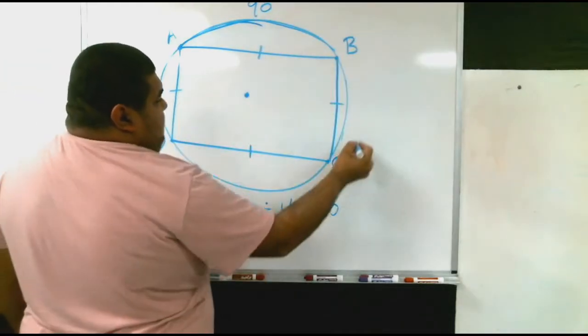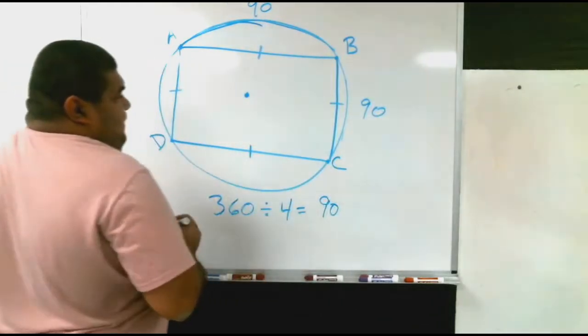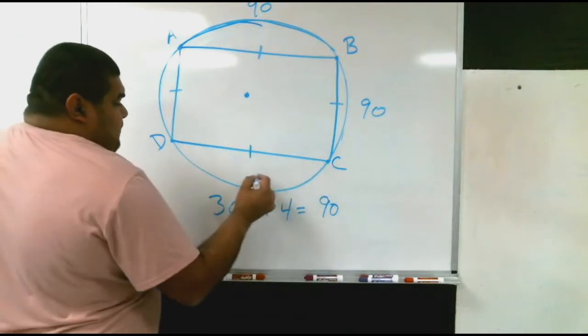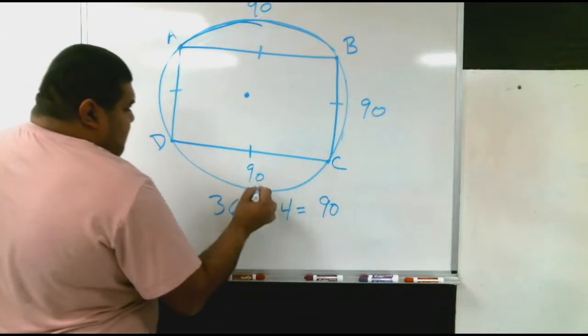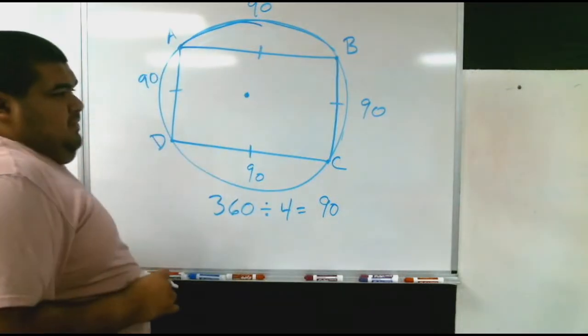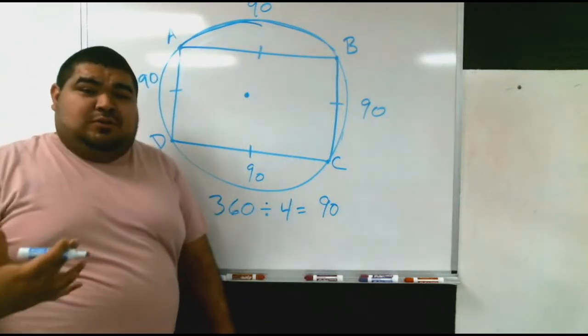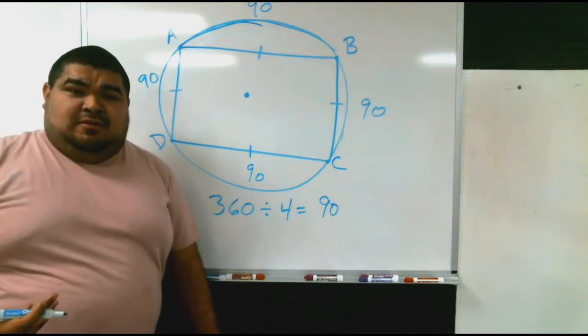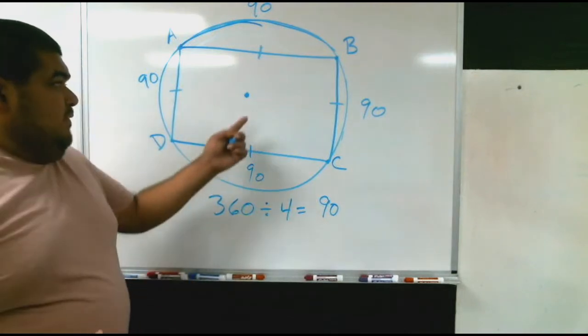So the measurement from A to B is 90. From B to C is 90. From D to C is 90, the arc. And then D to A is 90. That is all we're doing today, just finding the arc. Later on we'll start finding the angles.